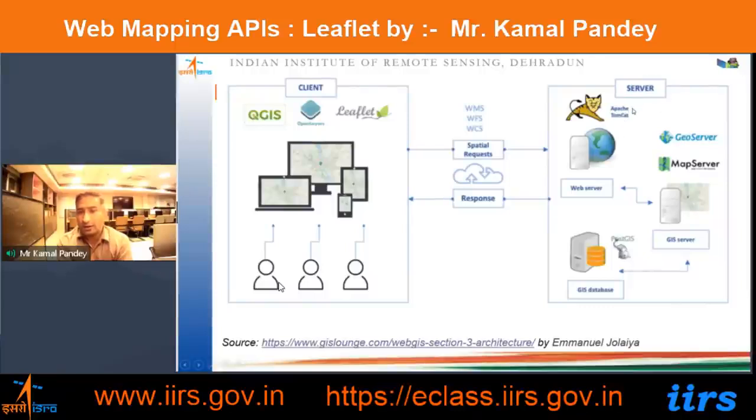At the server end I have a web server. This is the Apache Tomcat web server. This web server passes that same information to the GIS server. The GIS server can fetch the information either from GeoServer or MapServer, or it can take it from PostGIS also. All these lectures we have already covered. It takes the data set from there and gives it back as a response to these clients.